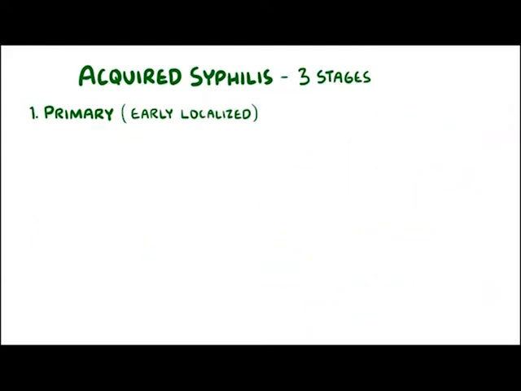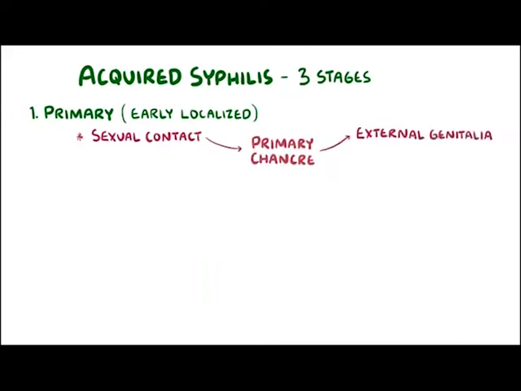In individuals who acquire syphilis through sexual contact, the primary chancre develops around the external genitalia. However, for individuals that acquire syphilis by physically touching the lesion or in some other way, the primary chancre might appear on the hands or some other part of the body.